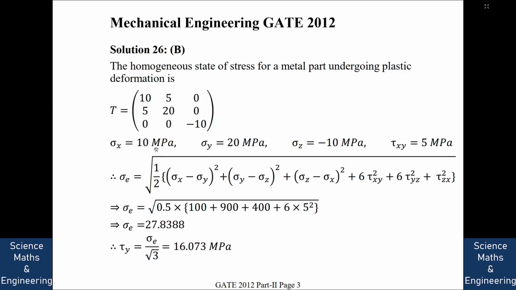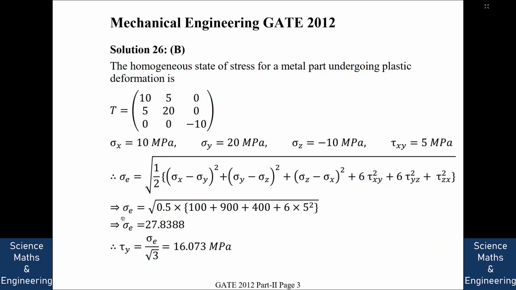So sigma x here is 10 megapascal, sigma y is 20 megapascal, and sigma z is minus 10 megapascal. Tau xy is 5 megapascal, tau yz is 0, and tau xz is again 0. So we know sigma e is half of sigma x minus sigma y whole square plus sigma y minus sigma z whole square plus sigma z minus sigma x whole square plus 6 tau square xy plus 6 tau square yz plus 6 tau square zx. Here 6 is missing, so it is 6.